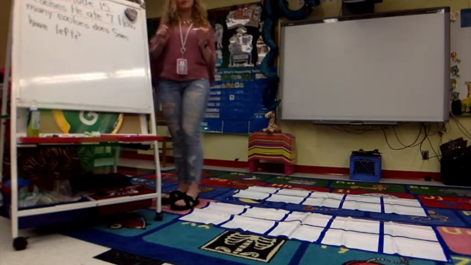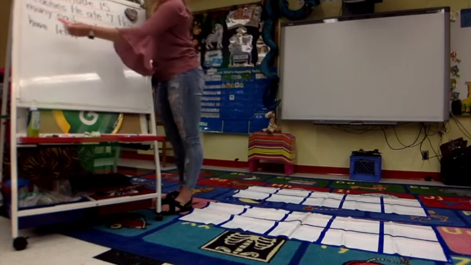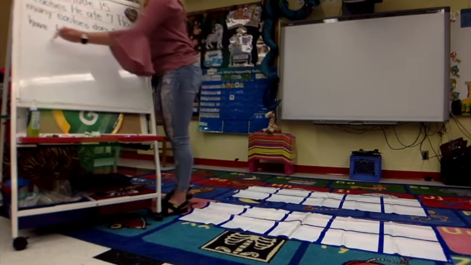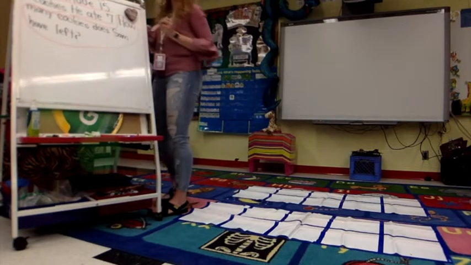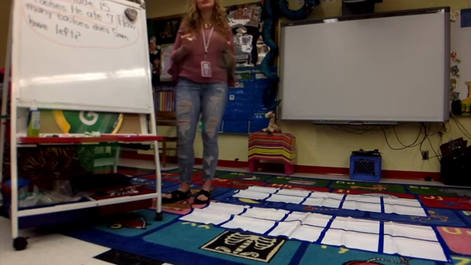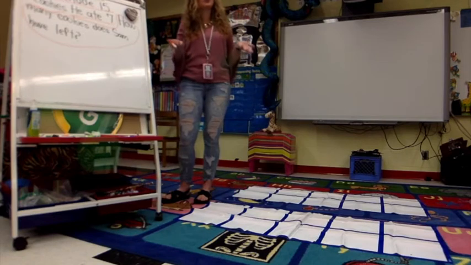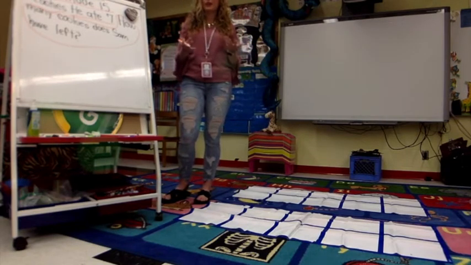Now let's look at the question. How many cookies does Sam have left? Okay guys, circle the question. So it's asking how many he has left. If it's asking how many cookies he has left, what does that tell us to do with the numbers? It tells us to subtract them. We want to figure out how many cookies are left over.